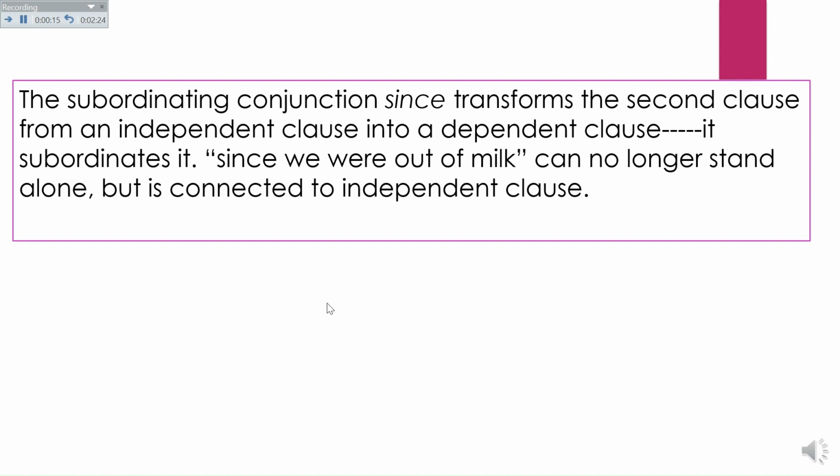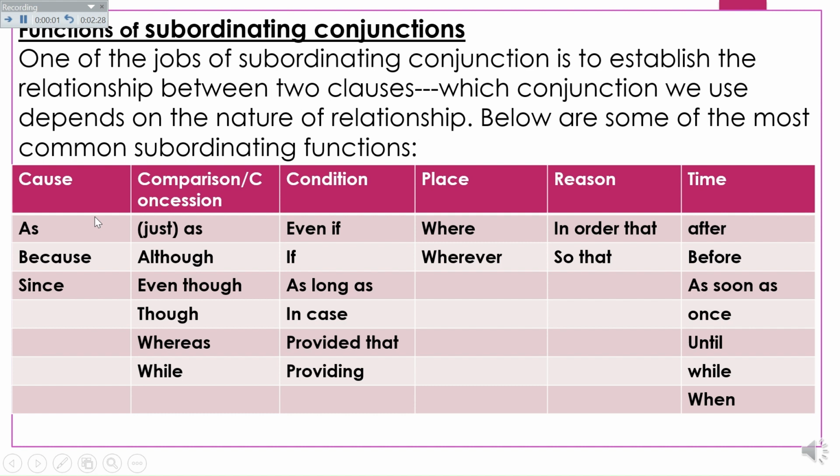So let's see, guys, what the subordinated conjunction functions are. One of the jobs of a subordinated conjunction is to establish the relationship between two clauses. Which conjunction we use depends on the nature of the relationship. Below are some of the most common subordinated conjunction functions. We use them for cause, comparison, and concession. Concession means contrast. We use them for condition, place, reason, and time.